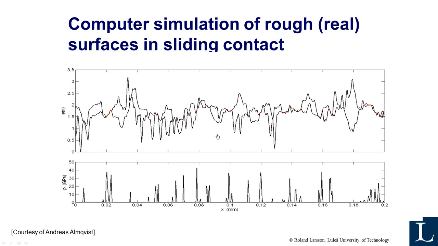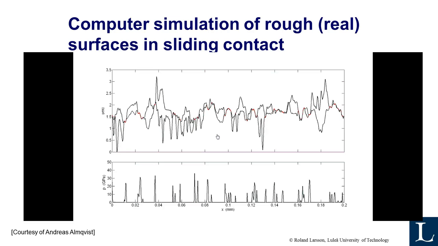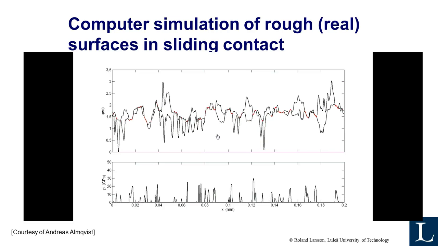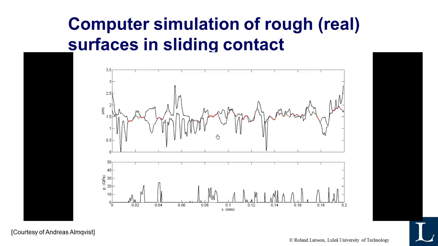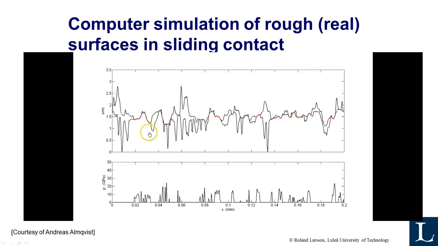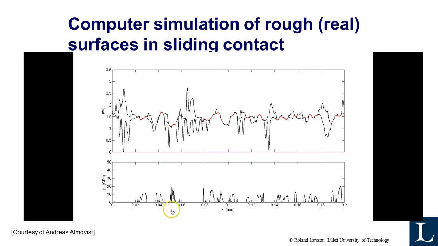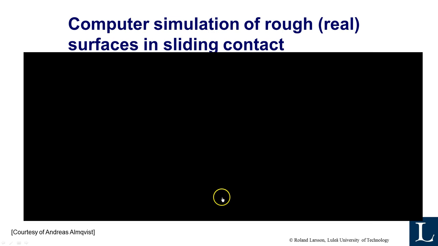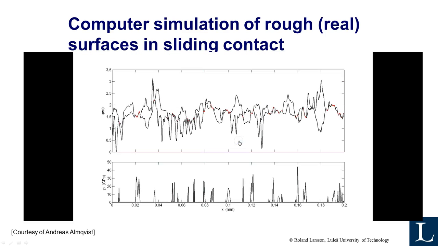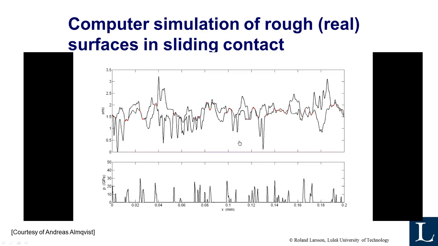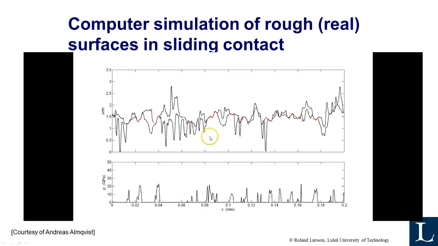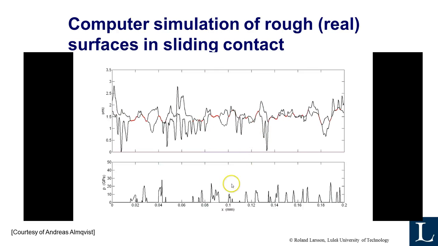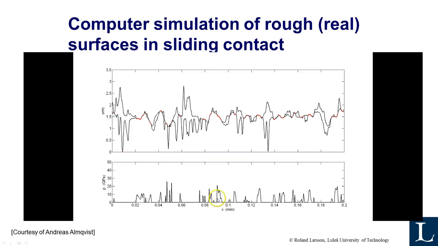And finally, I just want to show you a movie showing two surfaces, two rough surfaces. Well, this is real roughness actually. It's measured roughness when they slide in contact with each other. So this is one surface, this is another surface, and down here you see the contact pressure. Let's run it again. So you see when the surfaces move, the pressure is fluctuating all the time. So even if you have a constant load, constant speed, in reality everything is moving.